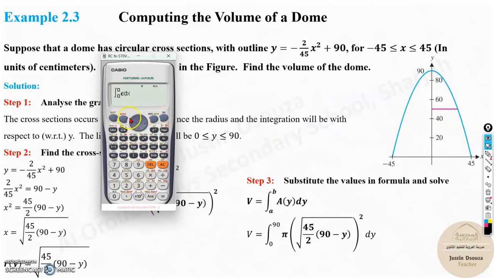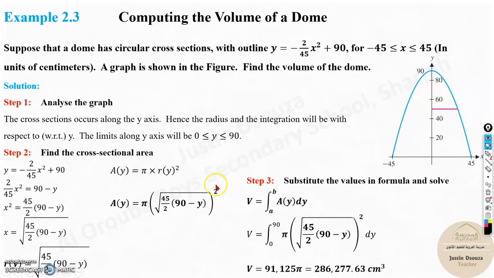Shift pi and use the brackets, use the square root appropriately. This 45 divided by 2, multiply it with 90 minus, instead of dy over here, just use x, but you must know that it is y over here, and use the bracket appropriately and then square, and the limits are from 0 to 90, and this is your answer. That is basically 28627. That's how we can solve it.